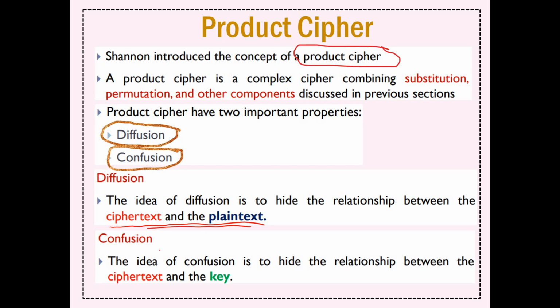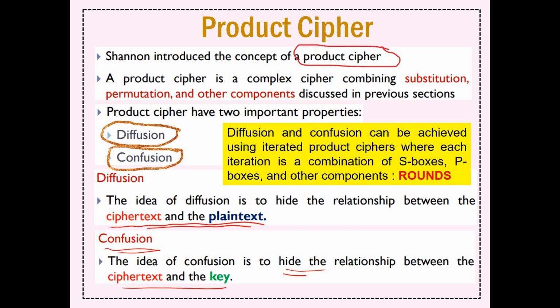On the other hand, confusion takes place when the relationship between the ciphertext and the key is hidden, that is, how the key is generated, what exactly the key is, and how it changes the plain text to ciphertext. That is why we are going to use P-box as well as S-box in our discussion. While the S-box is used for the substitution part, the P-box is used for the permutation part. One is for diffusion and the other is for confusion. So let's see one by one.